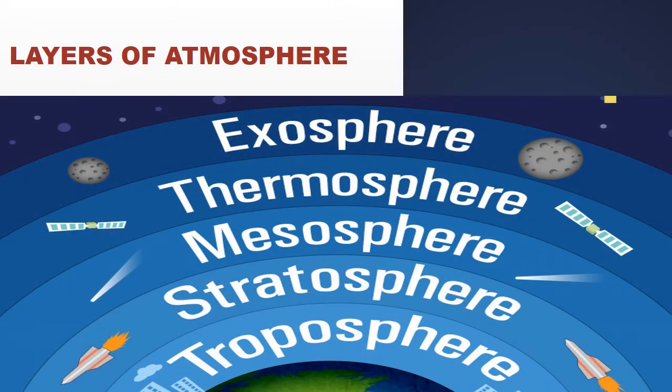Atmosphere is made up of different layers. The first layer of atmosphere is called troposphere. This is the layer where we live. The second layer of atmosphere is stratosphere. Then comes mesosphere, above that thermosphere, and the final layer is exosphere. Each layer has different characteristics. To know about the details of the layers of atmosphere, let's see this video.